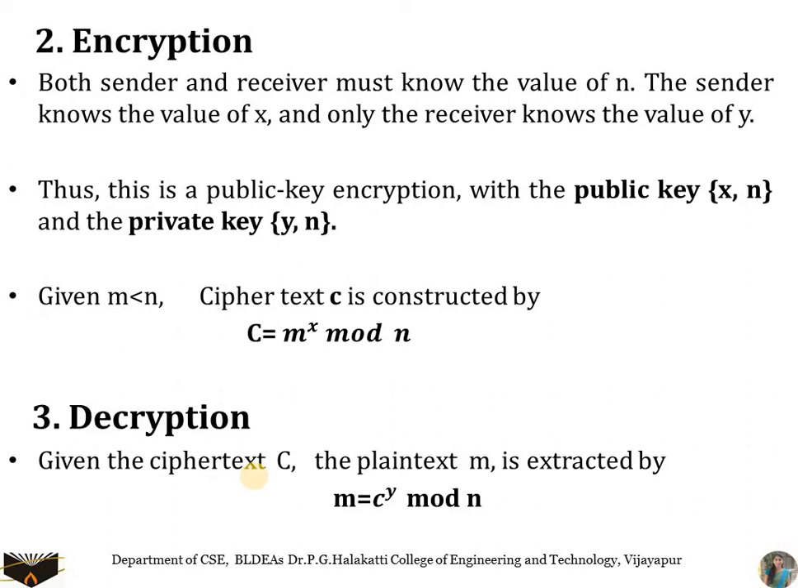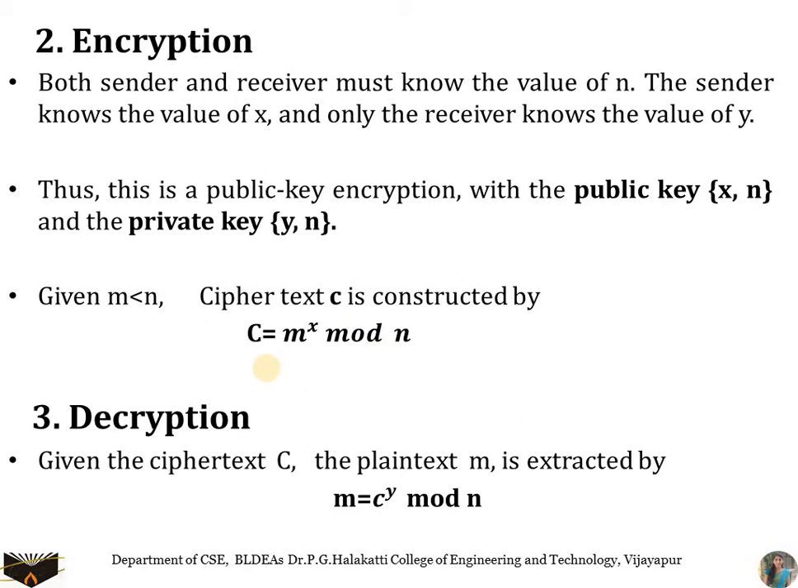Both the sender and the receiver know the value of n. The sender knows the value of x, and only the receiver knows the value of y. So how are we going to perform the encryption? We perform the encryption using the public key. The public key is given as x and the private key is given as y. The cipher text is the message to the power x, where x is the public key, mod n. This is the formula used for encryption, that is, to get the cipher text.